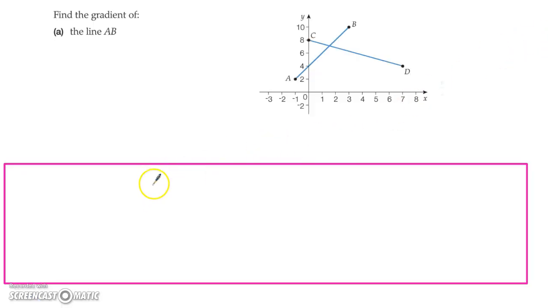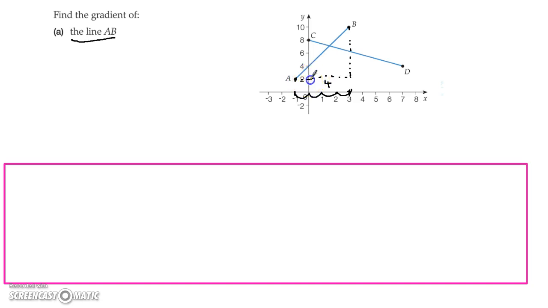Now you might be asked to find the gradient of a line that's put on an axis. You're going to do exactly the same thing as what we did in the previous slide. If we want the gradient of the line AB, here it is, and we need to start by coming up with a triangle joining those 2 points and work out what our rise and our run is. Now we've gone from -1 to 3 here, so we know we've gone across 1, 2, 3, 4 spots.